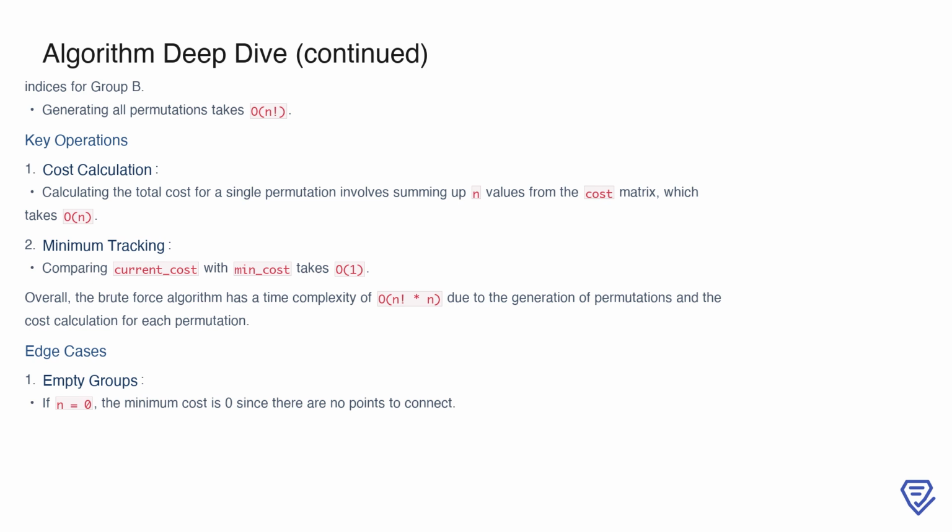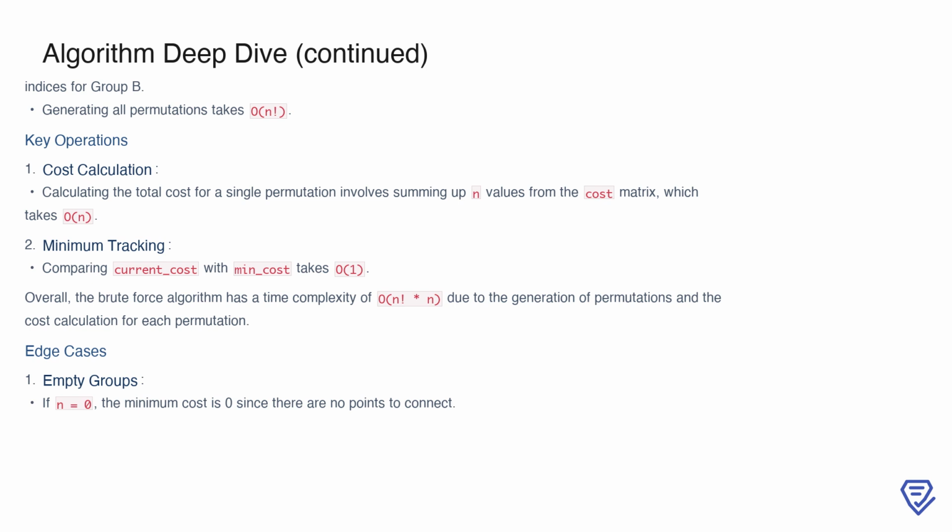For each permutation, we calculate the total cost by summing up n values from the cost matrix, which takes O(n) time. This results in an overall time complexity of O(n!*n) when you factor in both the generation of permutations and the cost calculation for each one. Additionally, we track the minimum cost by comparing current_cost with min_cost, and this step takes constant time, O(1), for each comparison. Edge cases are also critical to consider.